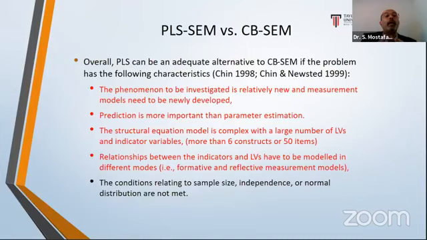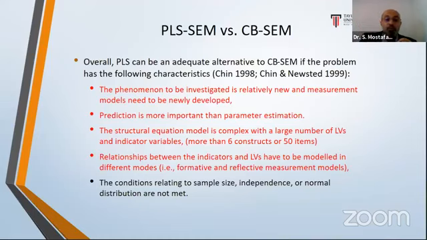PLS-SEM can work with complex models, but if our model is very complex, CB-SEM is not able to handle it. So if our framework, our model, is complex, PLS-SEM is preferred, especially if we have a combination of formative and reflective constructs. Some of our constructs are formative and some are reflective. PLS-SEM is the preferred approach, and CB-SEM cannot handle this type of situation. So these are the two main criteria to justify application of PLS-SEM over CB-SEM.